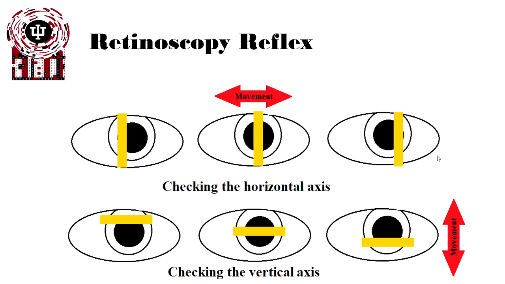For the retinoscopy reflex, when you're checking the horizontal axis, the streak is oriented in the vertical meridian and it's sweeping left-right across the horizontal axis. So the direction of the sweep is the axis that you're measuring. If you're sweeping horizontal, you're measuring the horizontal axis. If you're sweeping vertically, you're measuring the vertical axis.